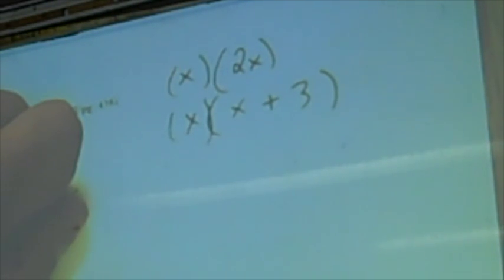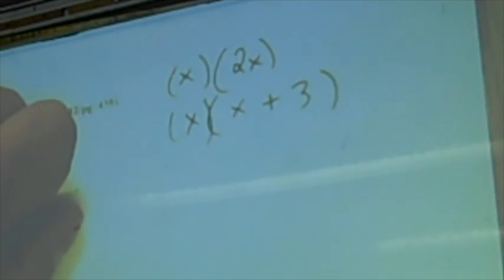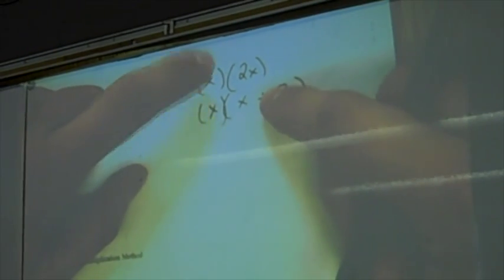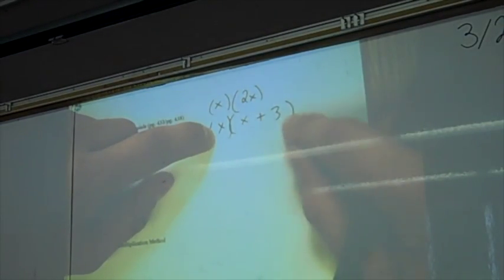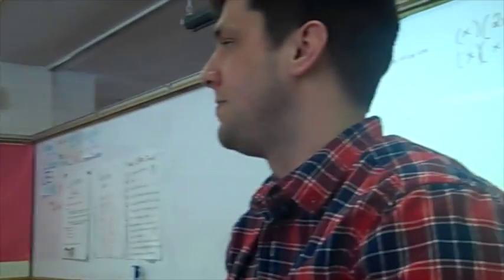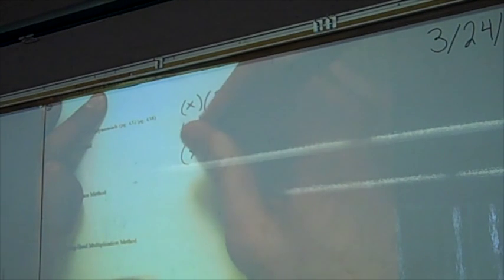Math language would say it like this. 1 term means monomial. More than 1 term means polynomial. Mono is 1, poly is many. So you have mono times mono, mono times poly. And then you have the problems that we're going to work on today, which are poly times poly.